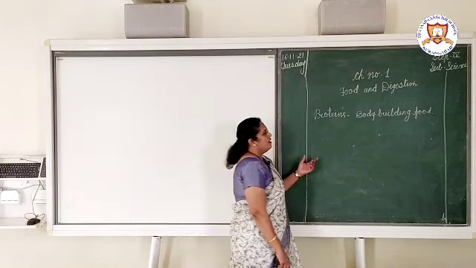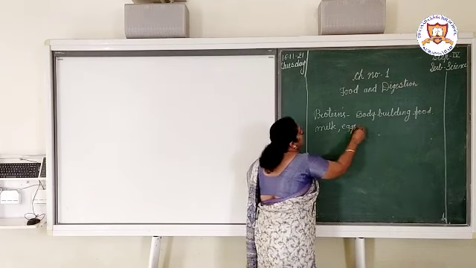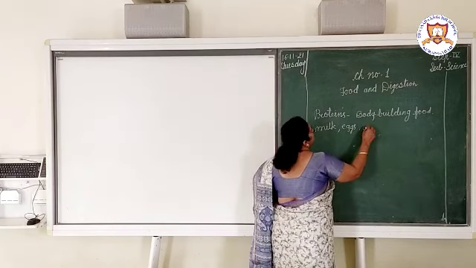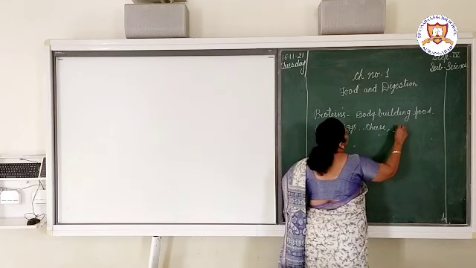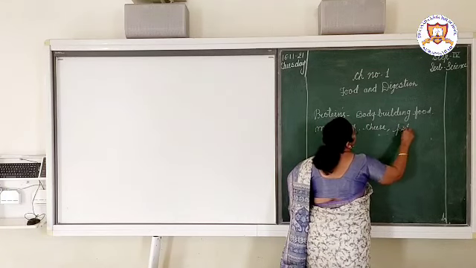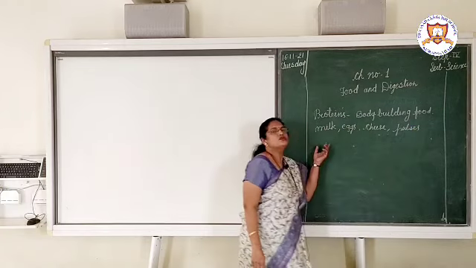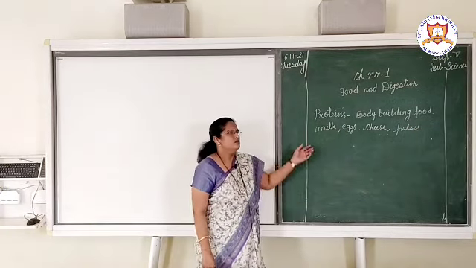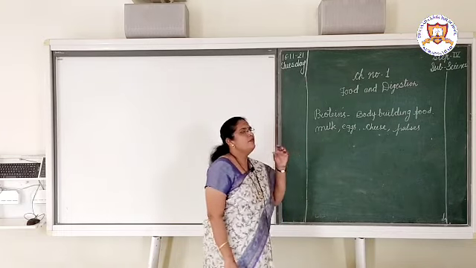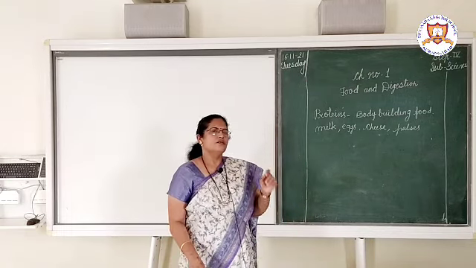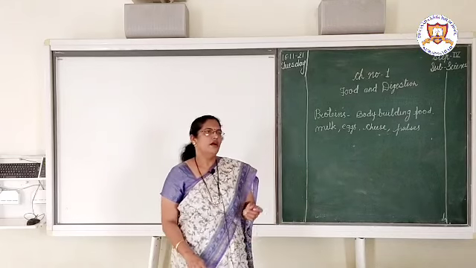So, milk, eggs, then cheese and pulses are the good sources of proteins because proteins are made up of the small microscopic building blocks called amino acids.